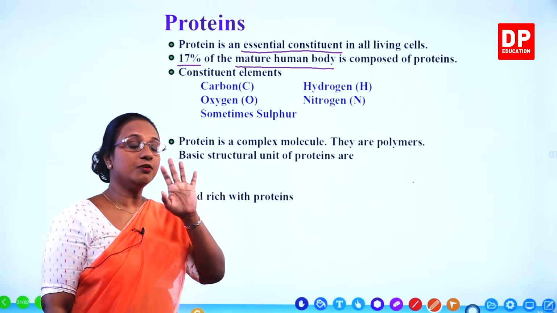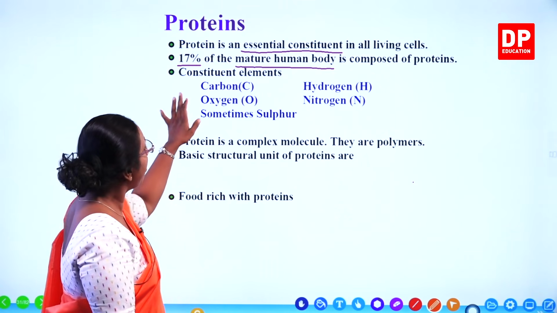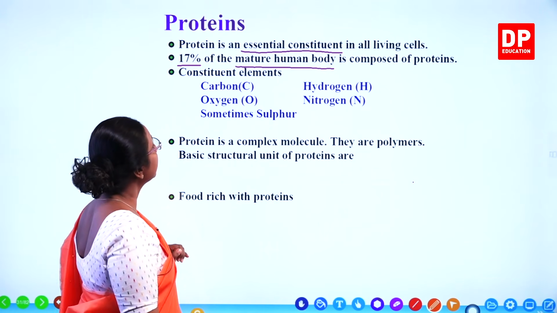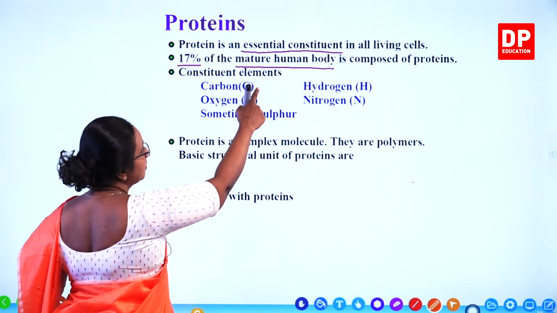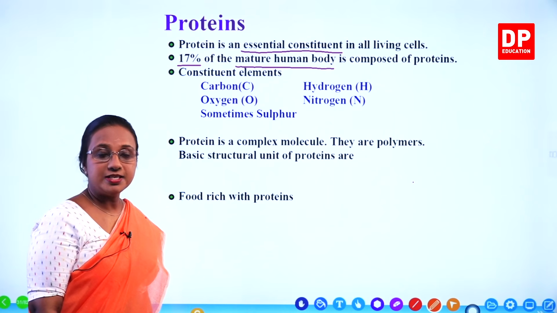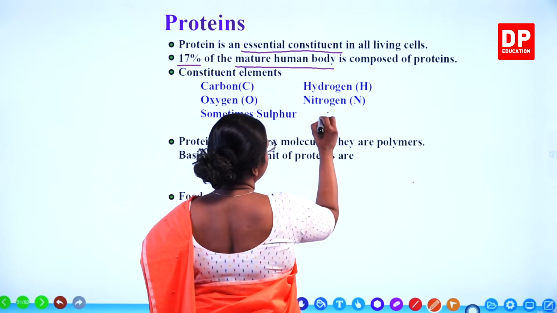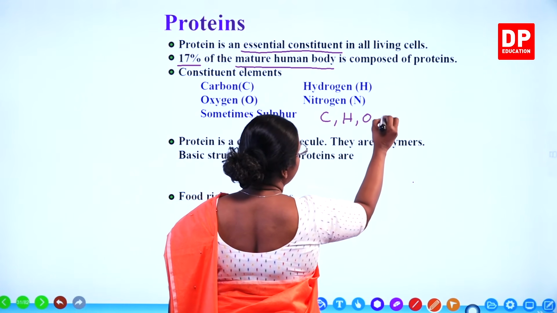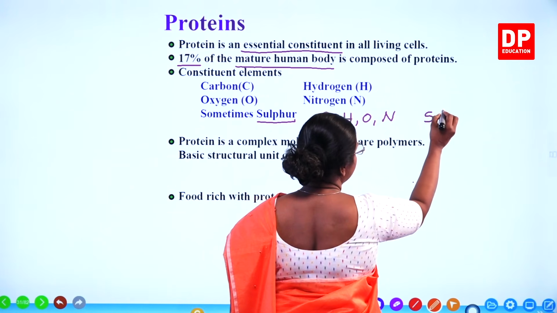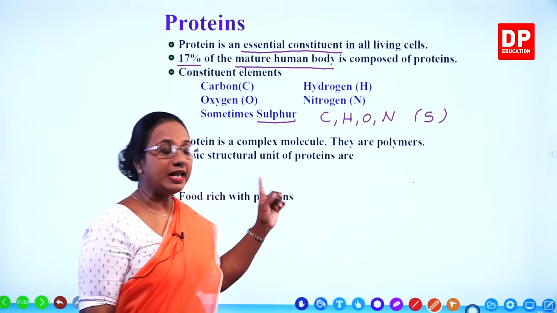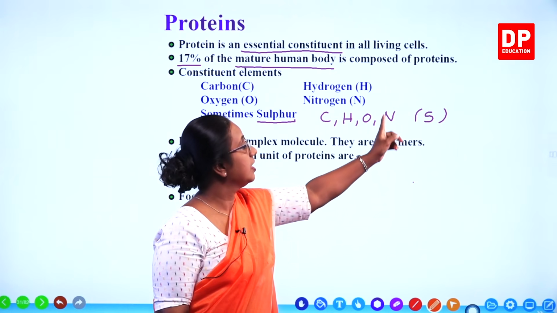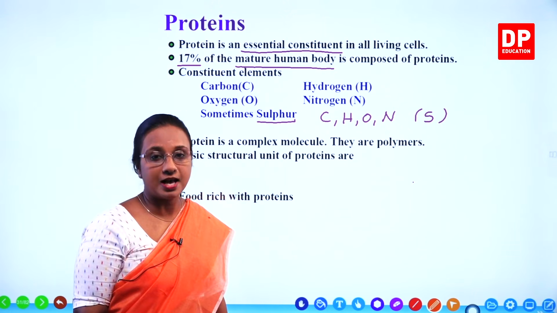Out of the four main elements, all four are present in protein. So, the constituent elements of protein are carbon, hydrogen, oxygen and nitrogen. So, it is made up of C, H, O and N. And sometimes there can also be sulfur. So, the main components are carbon, hydrogen, oxygen and nitrogen.